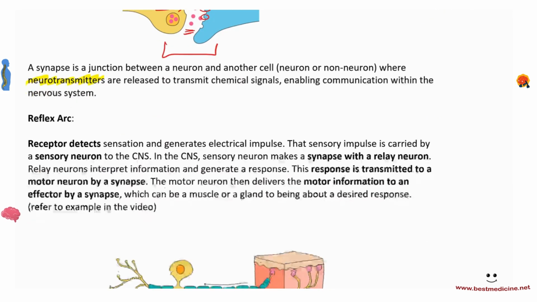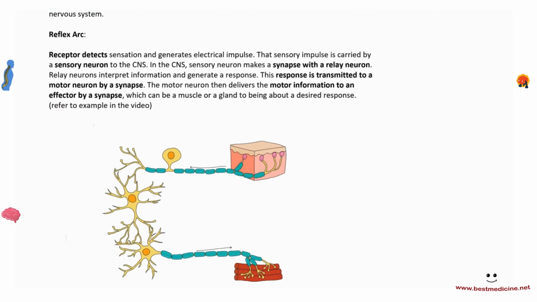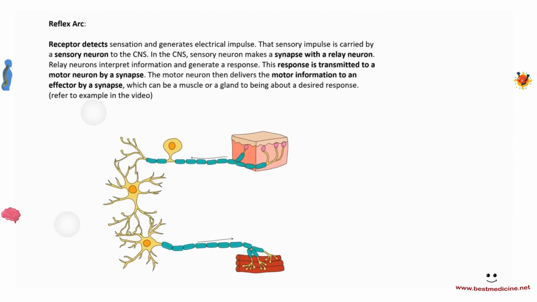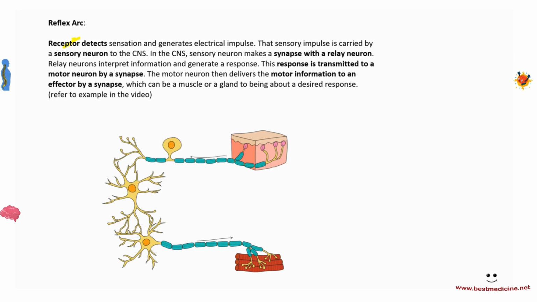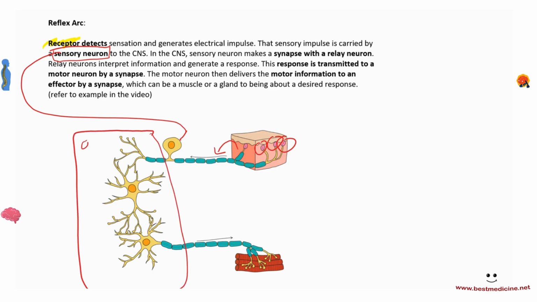And another thing that we finished is the reflex arc. So remember, a reflex arc starts from receptors. The receptors will detect sensation. So for example, in this diagram, we have these receptors here, and these are detecting, let's say, temperature or pain, whatever it is. And that is transmitted to a sensory neuron. The sensory neuron is going to take it to the CNS. So here's the CNS. This entire thing is the CNS.